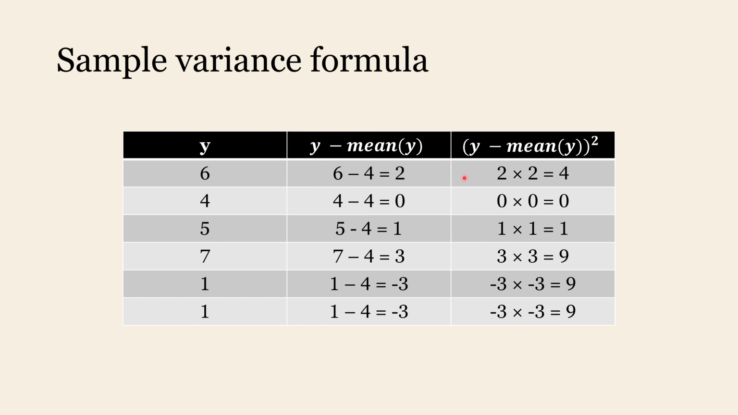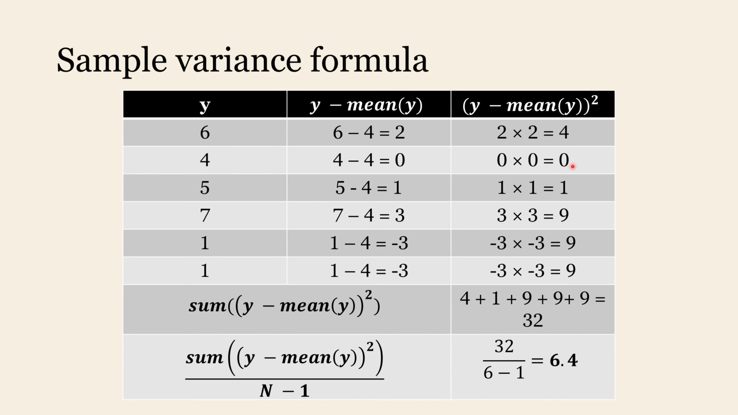After this, in the third column, we square each observation. So minus 3 times minus 3 is positive 9. Now these squared deviations from the mean tell us how much each observation deviates from the mean, regardless of whether it deviates in a positive or negative direction. Now we have 2 final steps. First, we will add up everything in this final column here. So 4 plus 0 plus 1 plus 9 plus 9 plus 9 is 32.